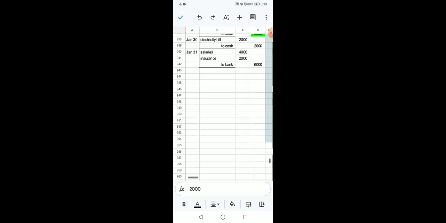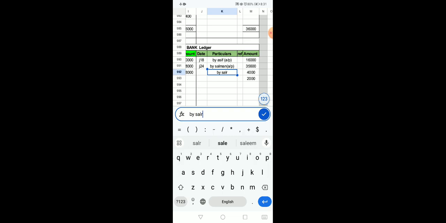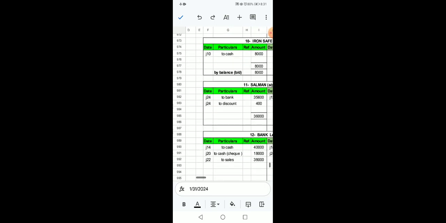So you will come to the entry there. You can see there are two references used, salaries and insurance. Salaries 4,000 were paid, so you will write reference salaries. And second expense was insurance, so you will write insurance with an additional word of by. 4 and 2, salaries and insurance, right? And now see its date, January 31. So put date January 31 for salaries, and same date would be put for insurance as well.